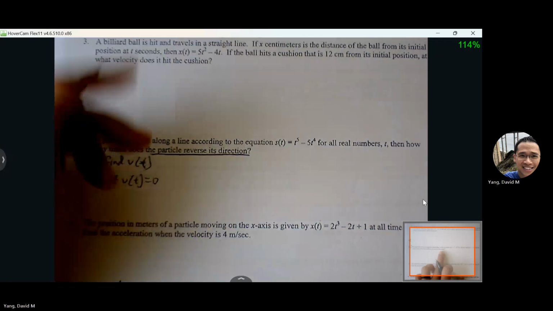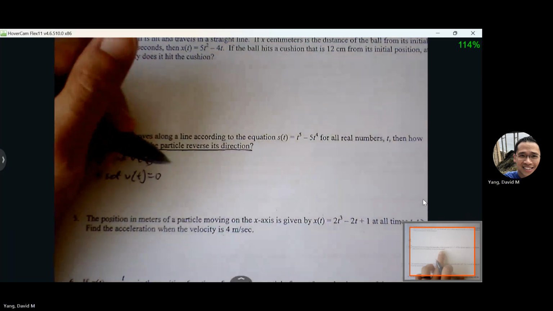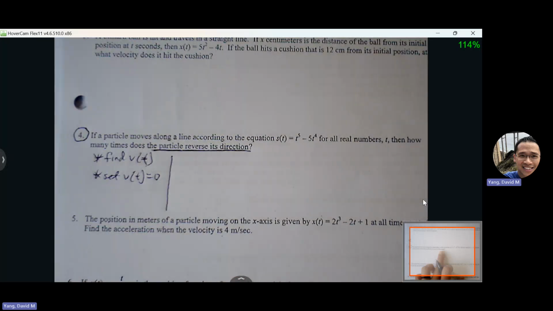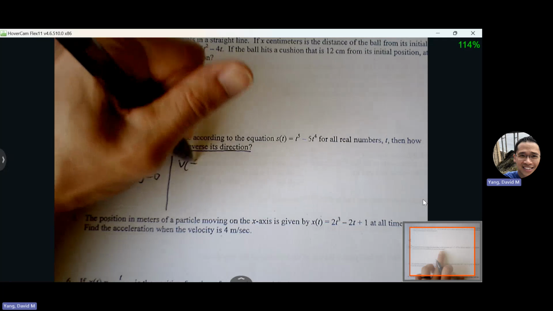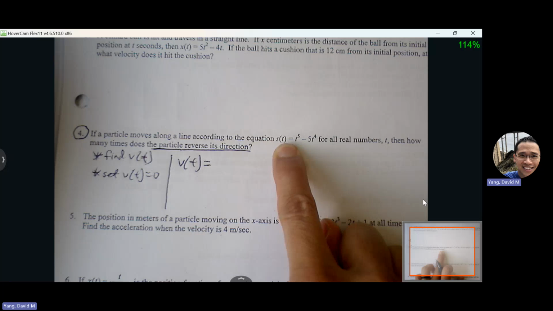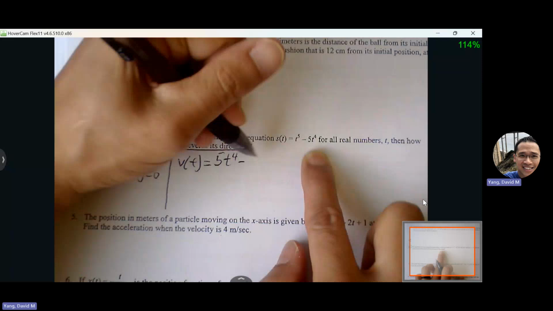And then you're going to set your v of t equal to 0. Because the object stopping doesn't mean that it will change direction, but it is a prerequisite. So anytime we want to talk about direction or changing direction, or when it's moving left or right, we always have to work with velocity, and we always have to set that equal to 0. Okay, so what's v of t equal to? What's the derivative? This is our position function here.